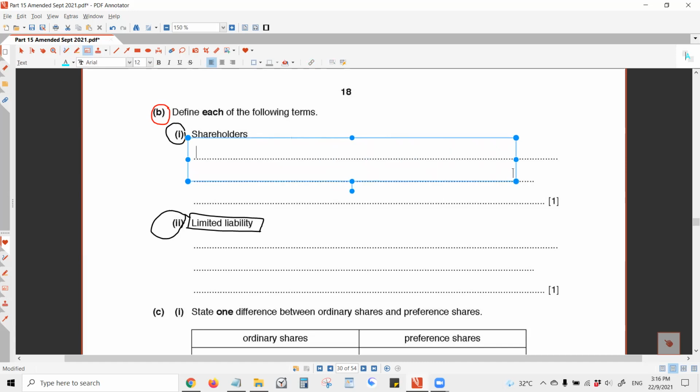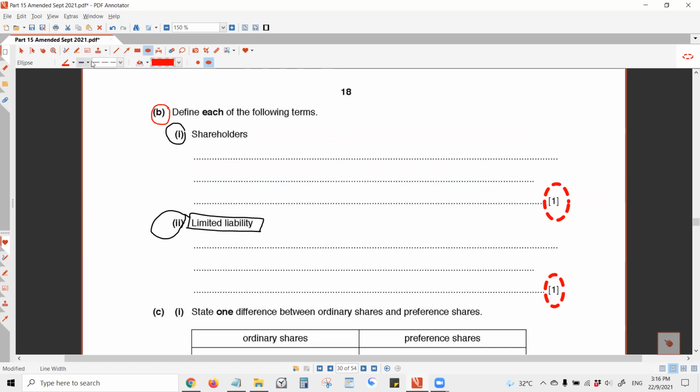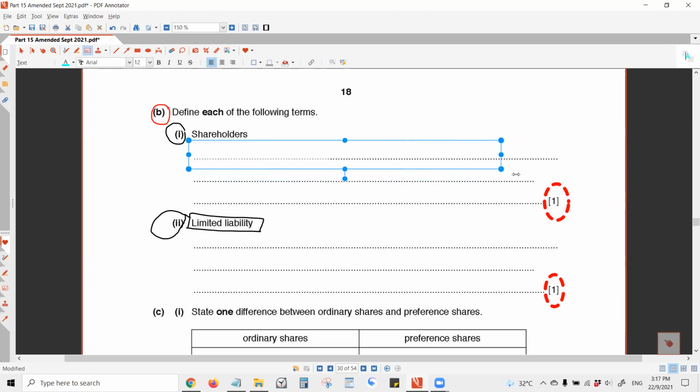Don't forget to look at the mark allocation. That can give you some hint as to how much you should write. Here 1 mark, here 1 mark. There's no such thing as half mark. Don't worry if you think you have not written much. You will not be given half mark. So now write together. Also, don't worry about the lines they have given you here. They have given you 3 lines, right? Does it mean that you must write 3 lines of answer? No.